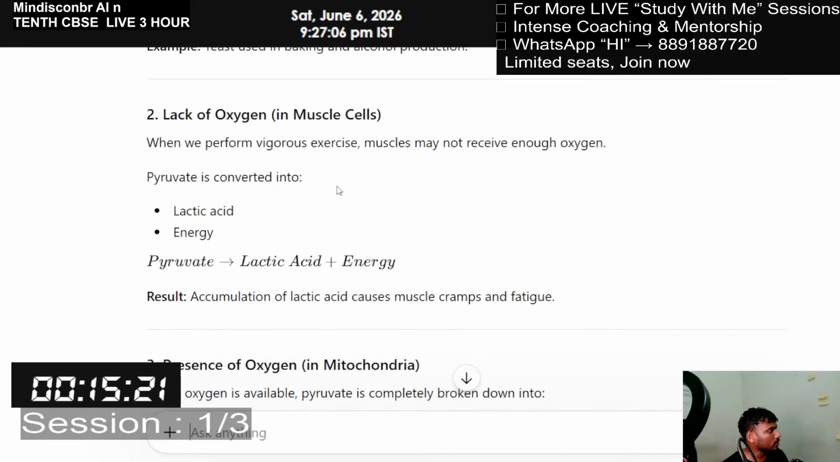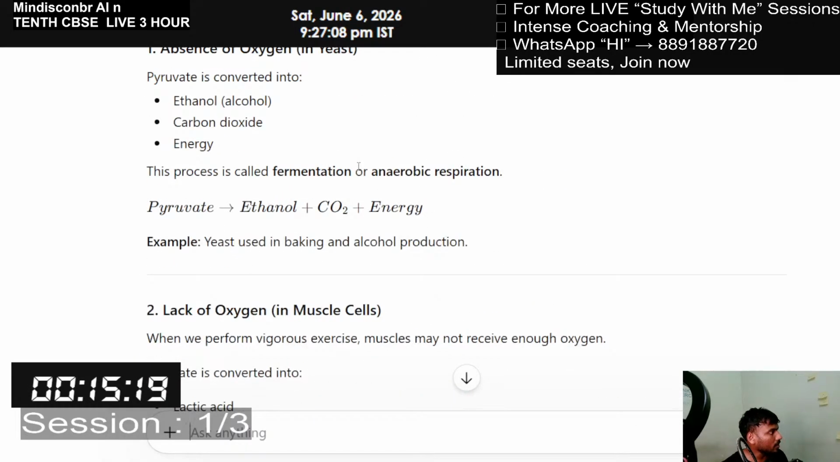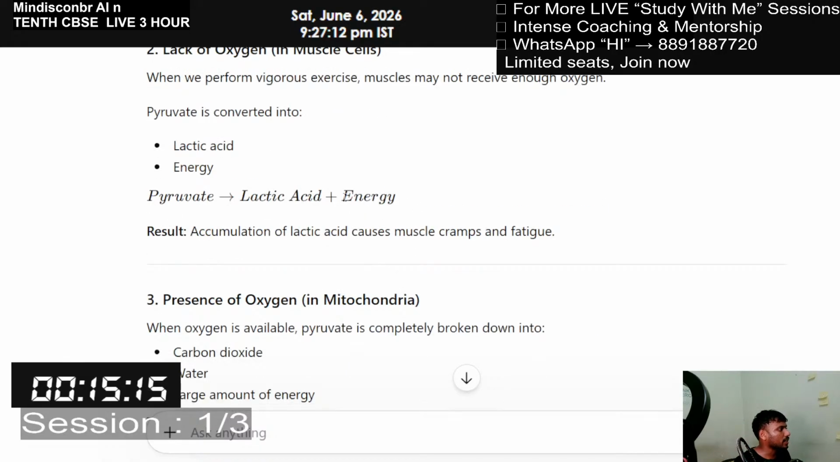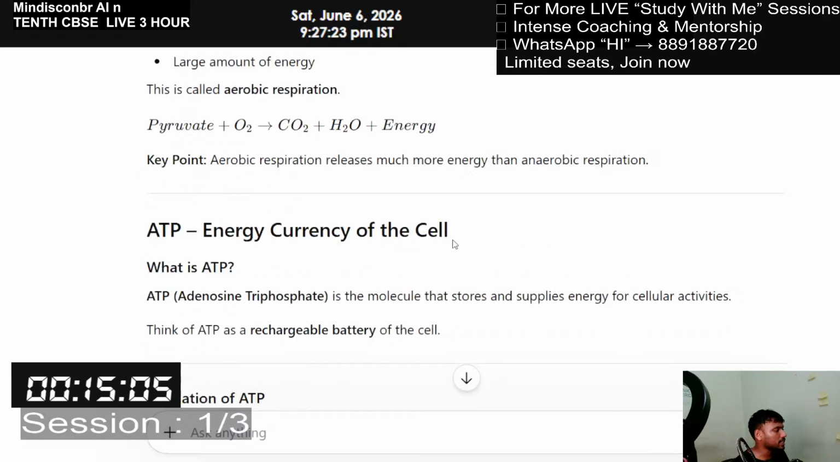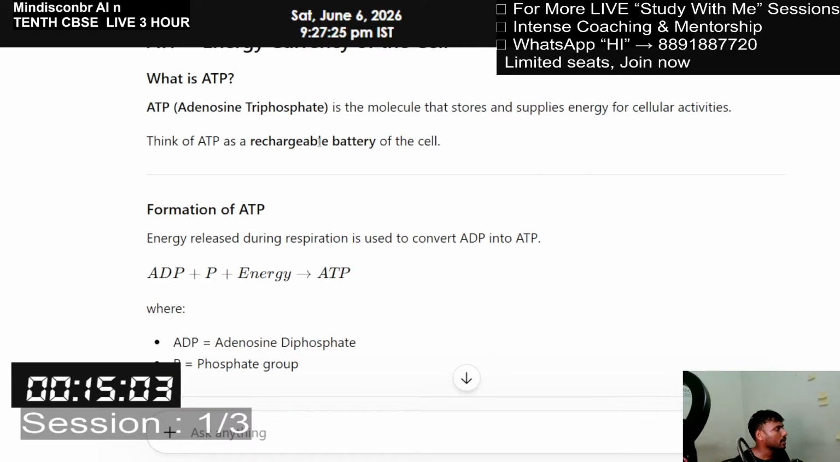So, in all these examples, energy is released. Here energy is released, here energy is released, here also energy is released. What is this energy? The energy lies in the form of ATP. ATP means adenosine triphosphate. That is the energy currency of the cell. Adenosine triphosphate is the molecule that stores and supplies energy for cellular activities. You can consider this ATP as a rechargeable battery of the cell.